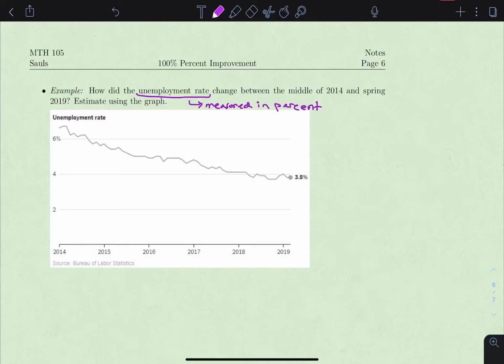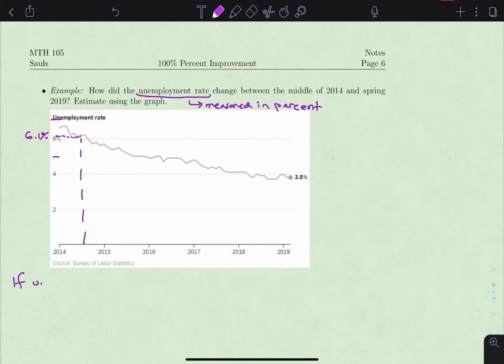First thing we need to do is estimate the unemployment rate in the middle of 2014. So if we do that, that looks about halfway through. And over here, we're just slightly above 6%. See, that would be 5, 6, 7. This looks like about 6.1%. So we're going to estimate in the middle of 2014, the unemployment rate is 6.1%.